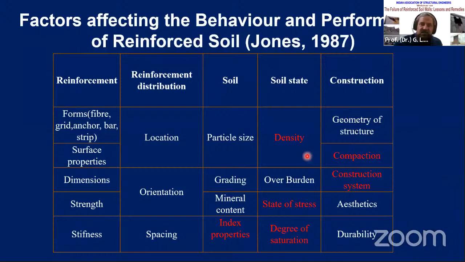As I just mentioned, if the compaction is good, then densities are good. Then the state of stress: at what level of stresses, and to what extent dilation or compression can be caused, could be another important factor. Even the degree of saturation: initially we compact the samples and the degree of saturation may be 90% or 85%, but the moment there is inundation and rainfall comes, the degree of saturation also plays a role. Actually, a lot of things can be added in this table.